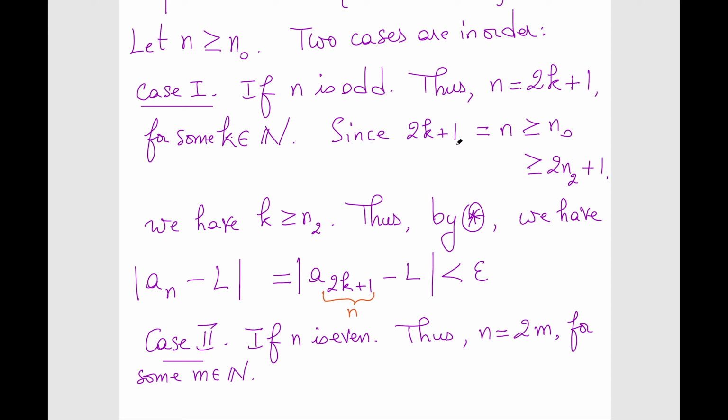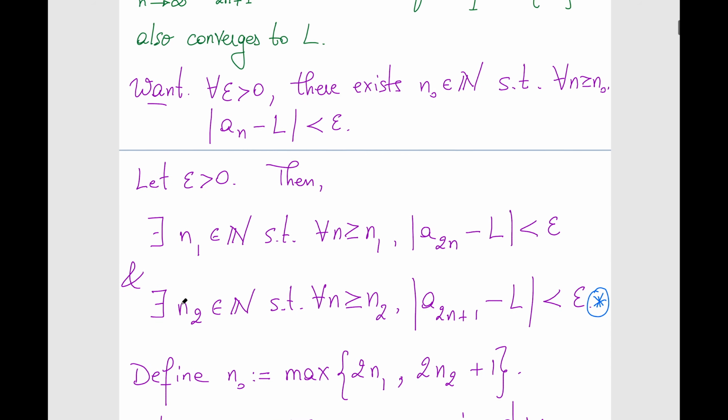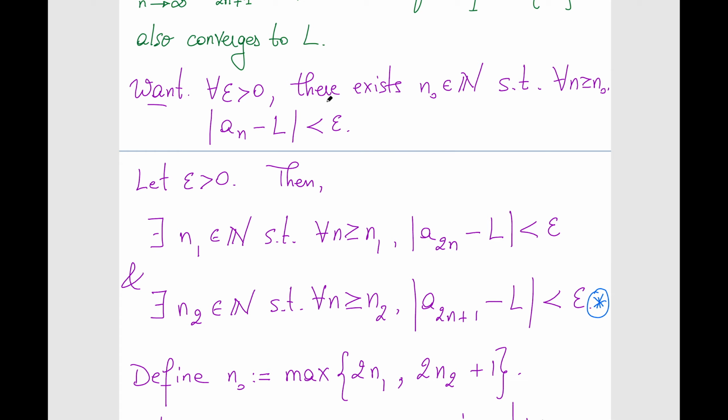So it's a very similar discussion to this, but instead of 2k plus 1, here we're going to have 2m. And instead of 2n_2 plus 1, you're going to replace it by 2n_1. And the same process, the same thing is going to go. So m is greater than or equal to n_1. Instead of using the asterisk, you're going to use the one above. And that thing is going to be the same. a_n minus L at the end is going to be less than epsilon. So for this n, whether it's odd as in case 1 or even as in case 2, that n that you choose bigger than or equal to n_0, the desired conclusion is going to hold. And the desired conclusion is that a_n minus L is less than epsilon.